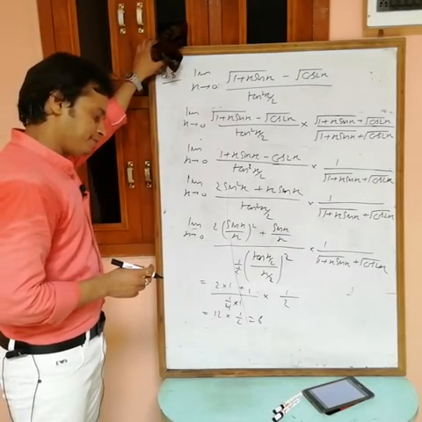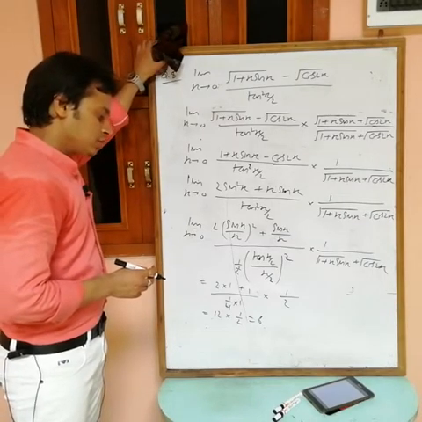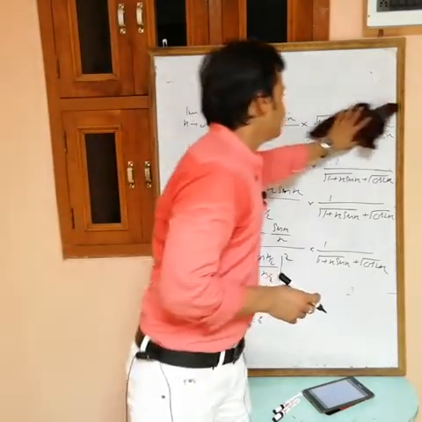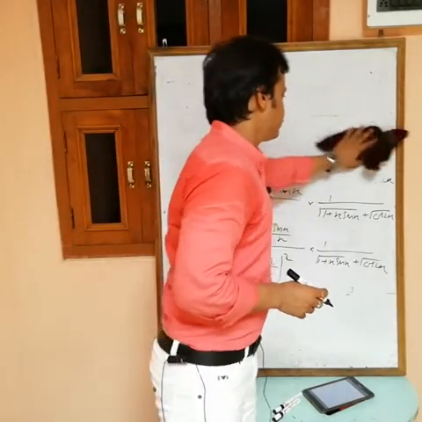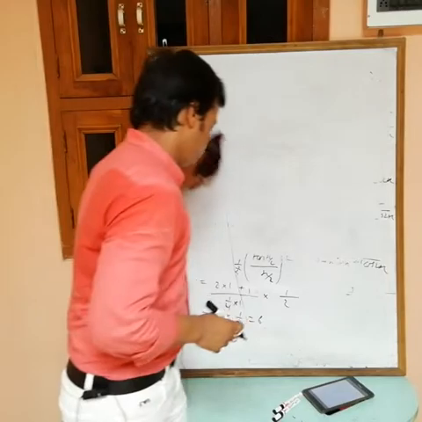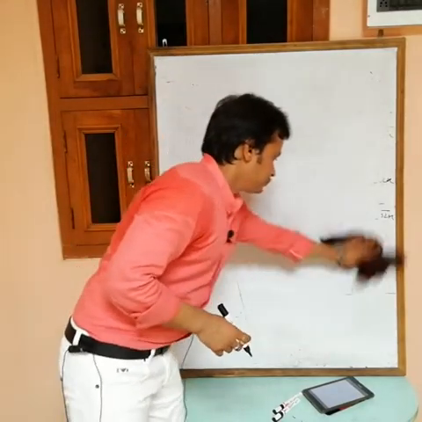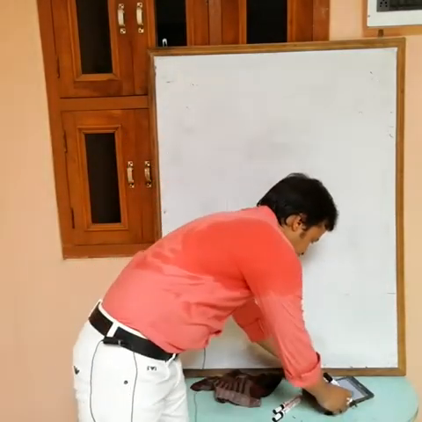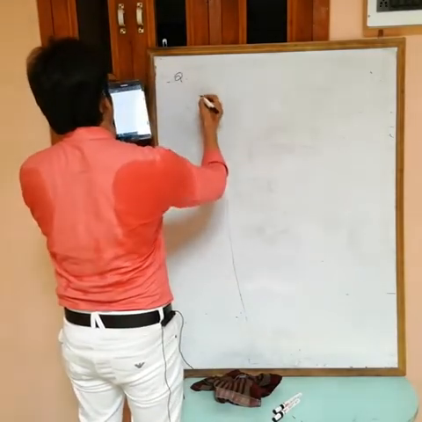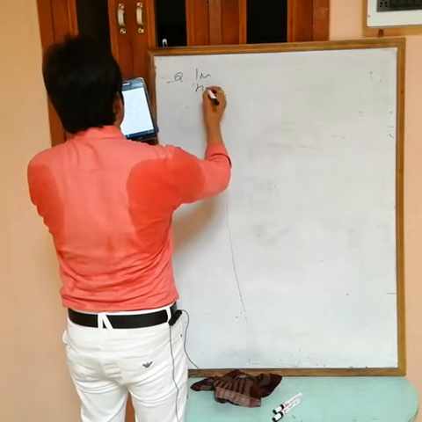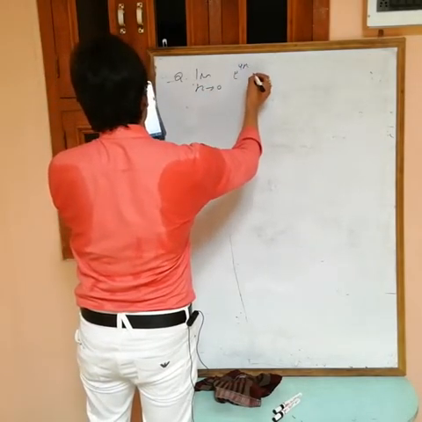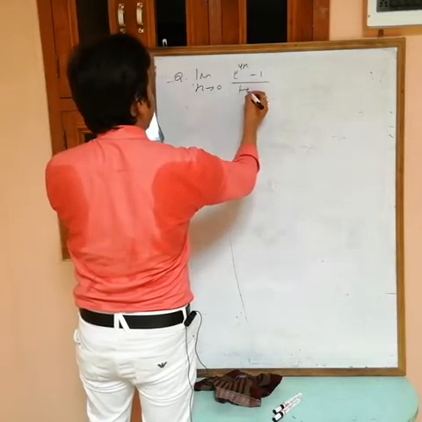Okay, can I have? Next, limit x tending to 0 e power 4x minus 1 by 10x.